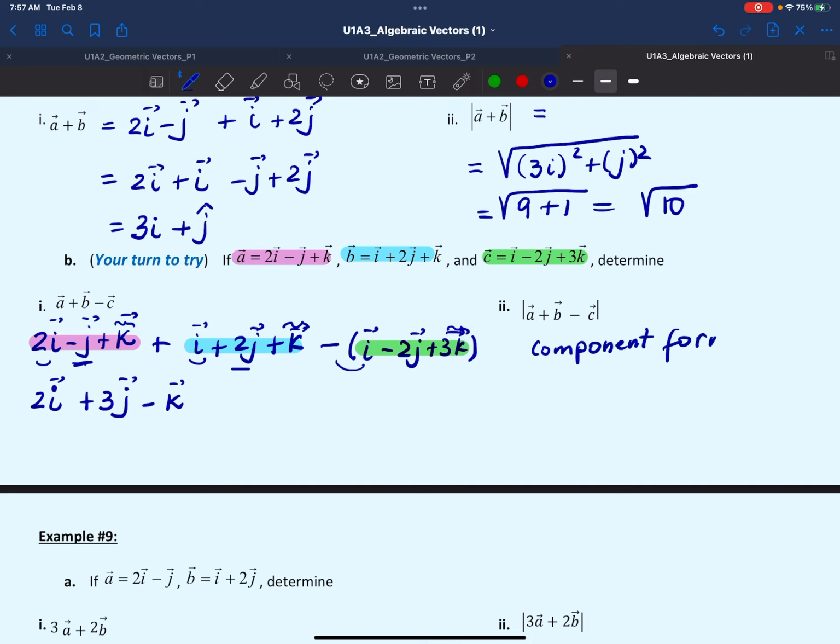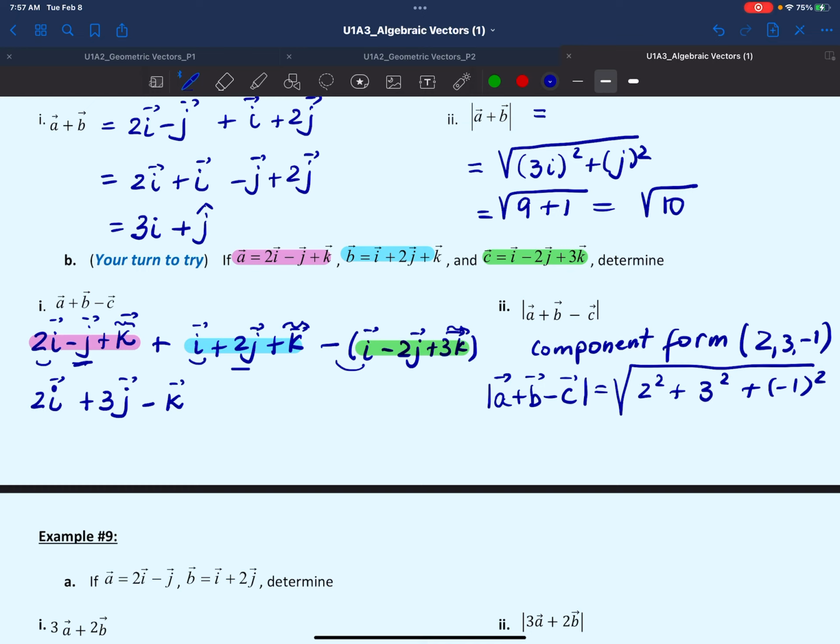So the component form of that same vector would be 2, 3, and negative 1. So we'll have the magnitude of a plus b minus c equal to the square root of 2 squared plus 3 squared plus negative 1 squared. So that would be 10, 14, root of 14.